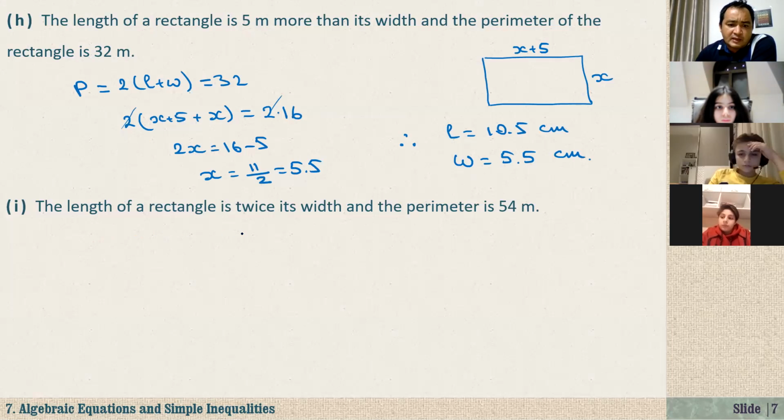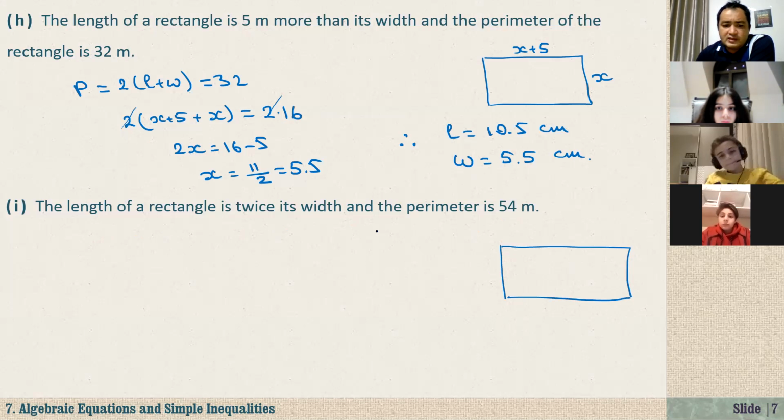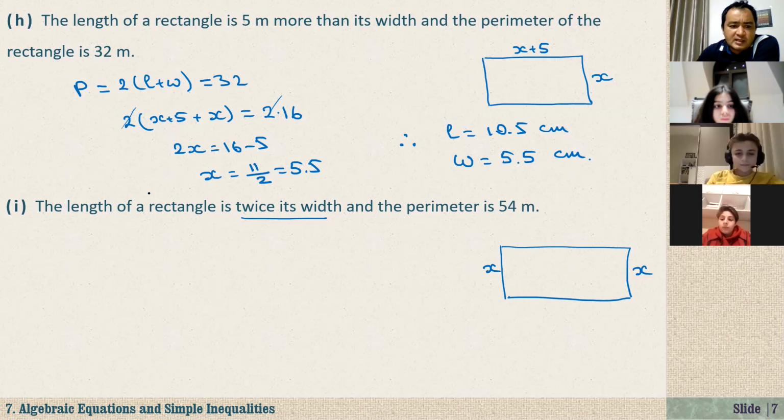The length of a rectangle is twice its width, and the perimeter is 54. Similar question. So we are talking about a rectangle. It says that the length is twice its width. So do we know the width? We don't know. So let's say it is x. Since the length is twice, the length should be 2x. And the perimeter is 54.